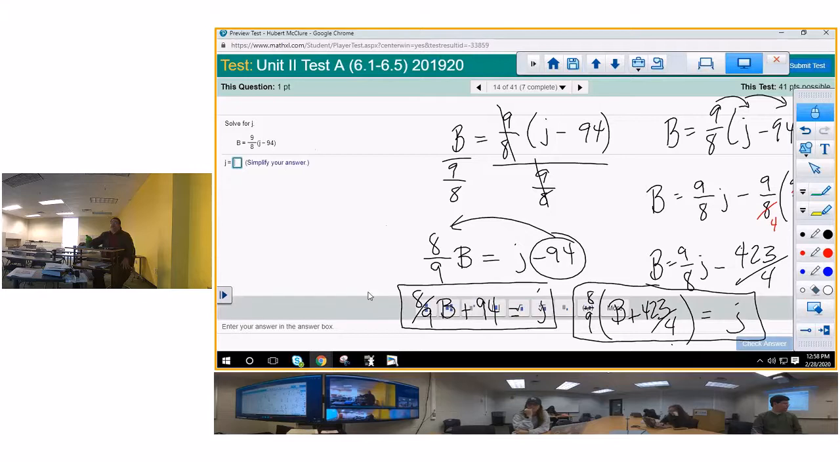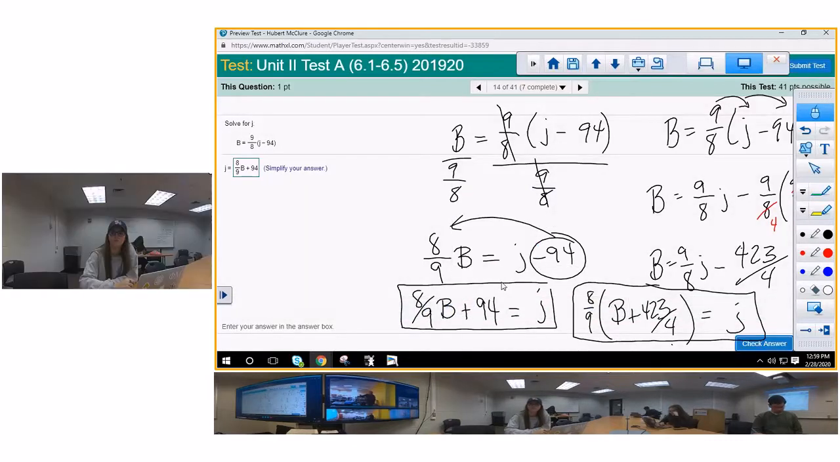Let's see, what did I say? 8/9 B, so 8 divided by 9, times capital B, and it makes a difference. You better not change that to a lowercase b, plus J, or 94. And you should feel good about yourself. Next.